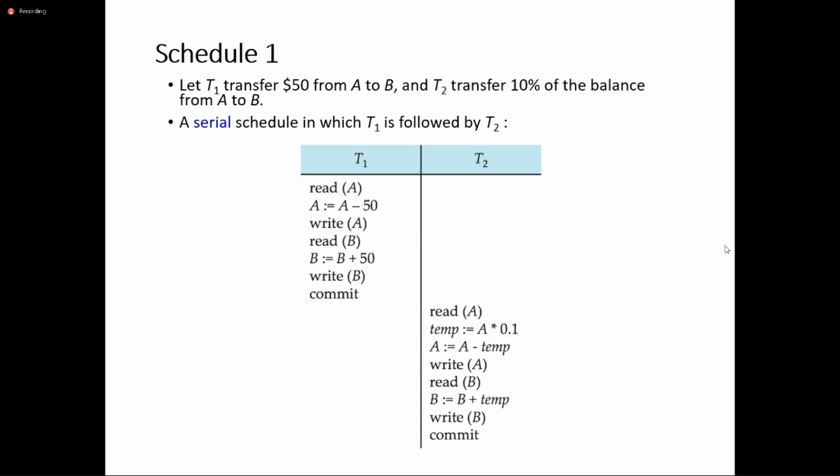But read B. How much is B? B is $2,050. Then again add that $95, which gives $2,145. Then commit B. This is the serial schedule.